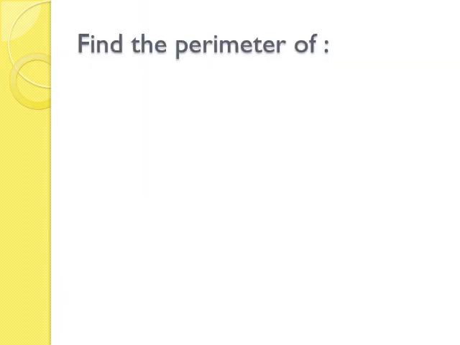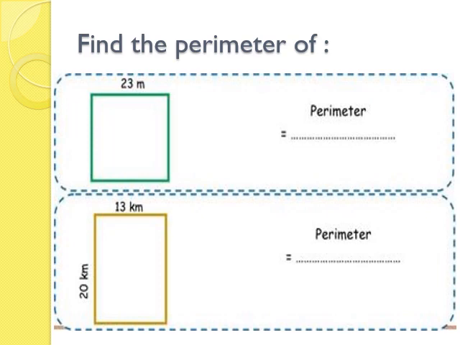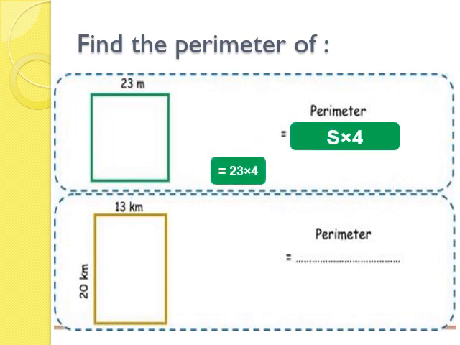Let's solve some examples. First, this is a square. What is the rule of perimeter of a square? Perimeter of a square equals, excellent, side by 4. Side here, 23 by 4. How to solve this?